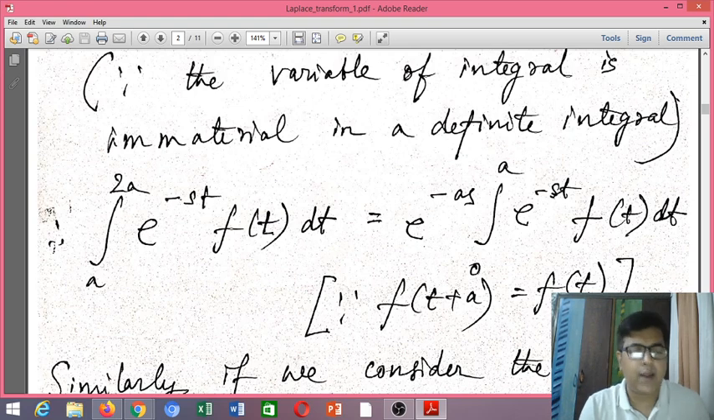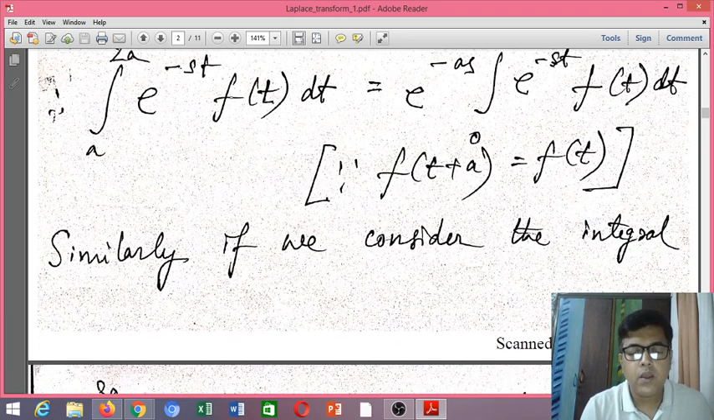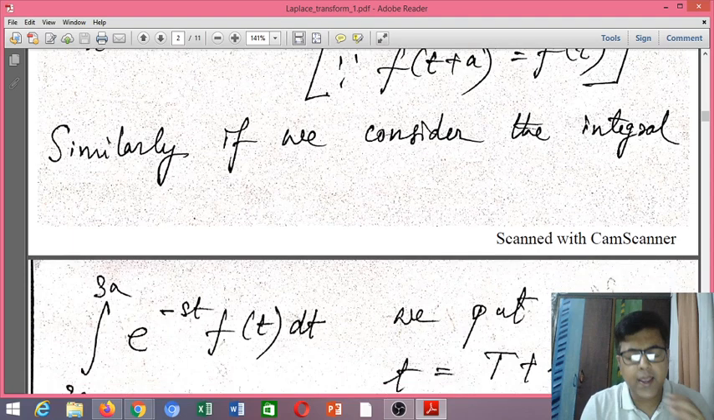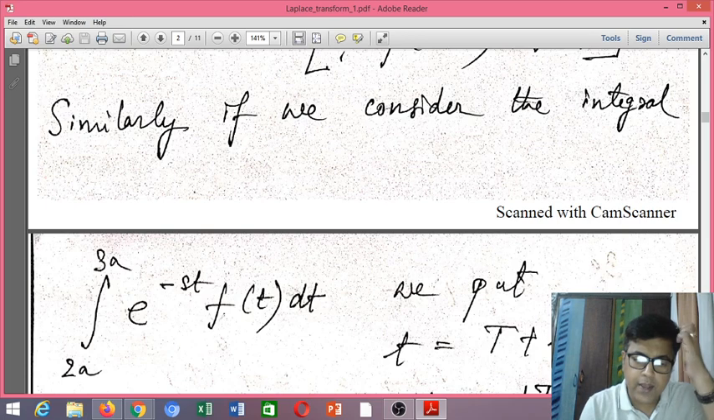In a very similar manner, I can represent the third integral in terms of the first integral. Just like we did in the case of the second integral, we can do it for the third integral. By the same procedure, the process of substitution, but the substitution will be slightly different from the previous case. This time, the third integral is from 2a to 3a of e to the power minus st f(t) dt. Now, if I want to convert this integral to 0 to a, I have to make a substitution.